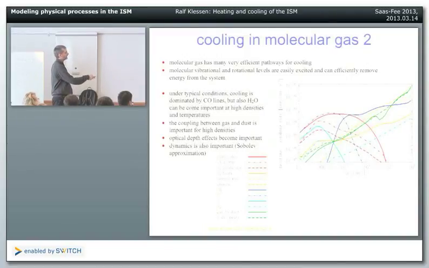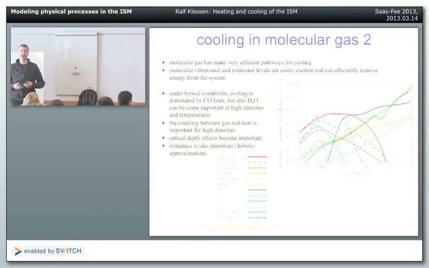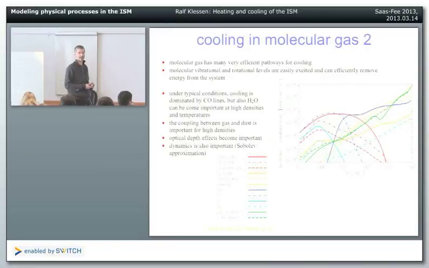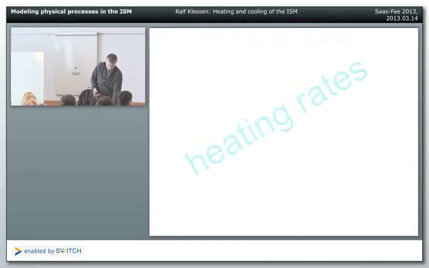Also, the coupling between dust and gas becomes important, as you see here. Optical depth effects become important, and dynamics is important. So depending on what your velocity gradient across your cloud is, what your turbulence level is, you can have the line escaping the cloud or not. That is important for the X factor. And Nick, I think, will be saying something about that.